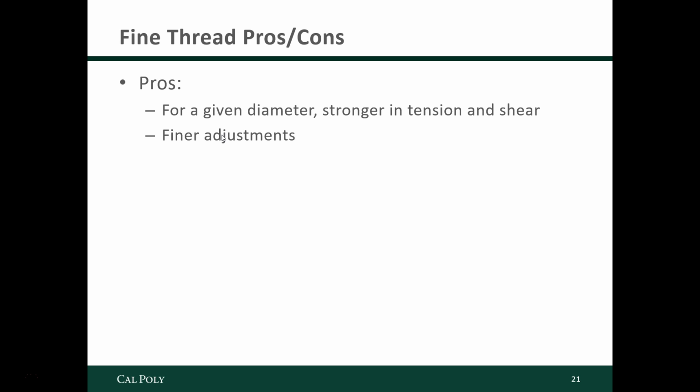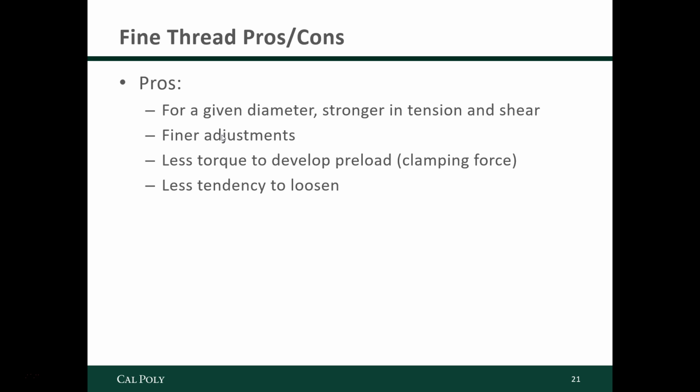The lead is smaller. Also, you need less torque, you might imagine, to develop the preload or clamping force. If you're trying to clamp two things together, it requires less torque in order to develop the same amount of force because that lead angle is smaller. And for associated reasons, it turns out that that makes it less likely to loosen on its own. And these smaller threads, because you don't have to dig as deep, if you're using taps or dies to cut the male threads, it's going to be easier to tap because you don't have to cut as much material away. Now, there are some cons associated with them too.